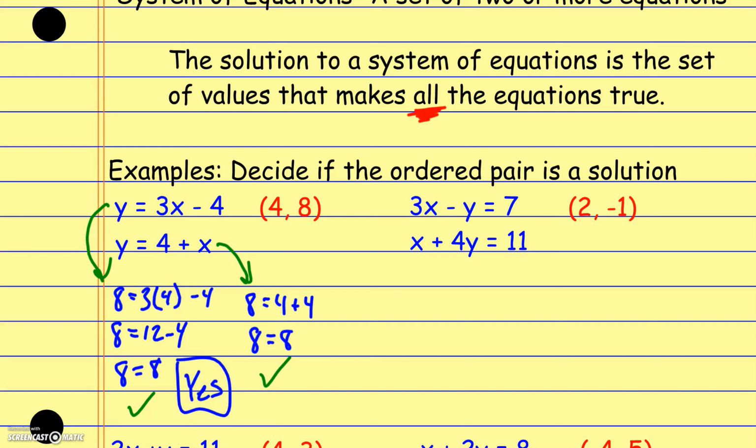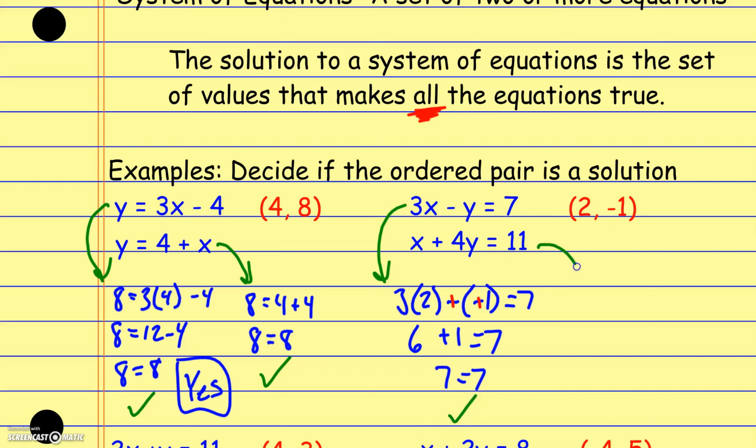It's the same thing with the next one. I want to know if this ordered pair is a solution, so I'm going to plug it into the equation. So I have 3 times x, which is the 2, minus a negative 1 equals 7. Here this gives me a 6 minus a negative, that's like adding the opposite, so that's going to be a plus 1. So I end up with 7 equals 7, which once again is a true statement, but that doesn't tell me anything yet. I still don't know if this is a solution to the system.